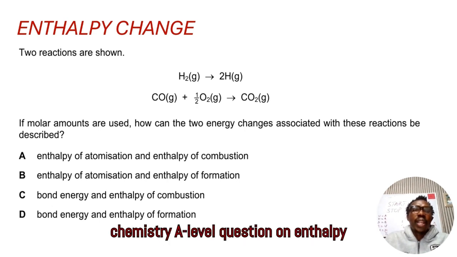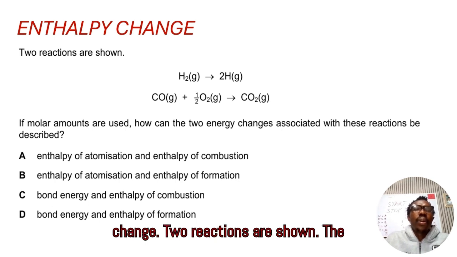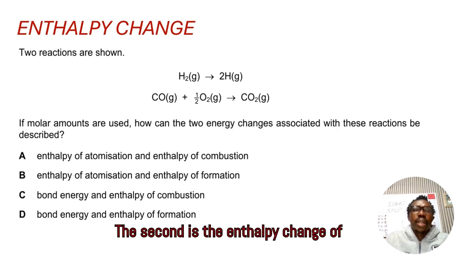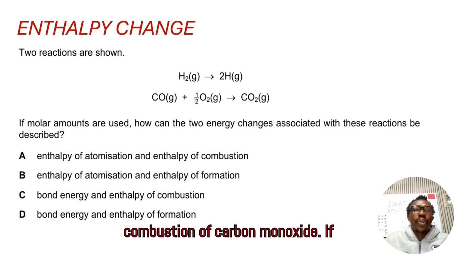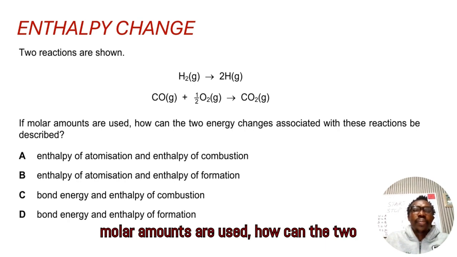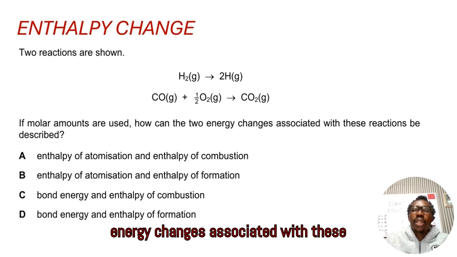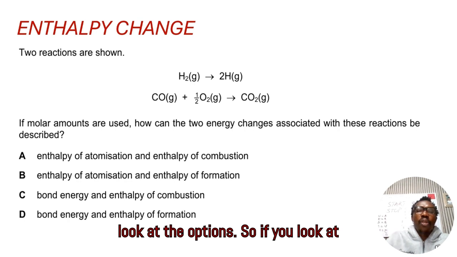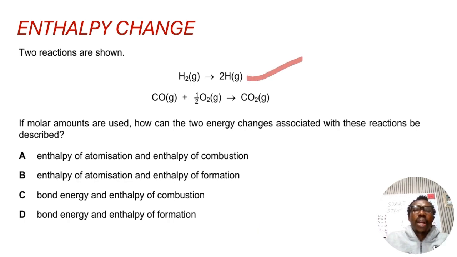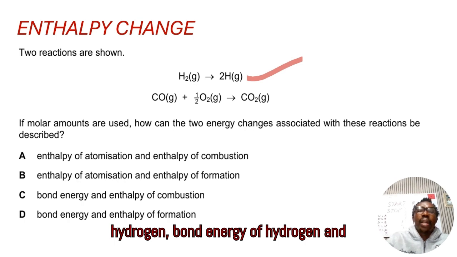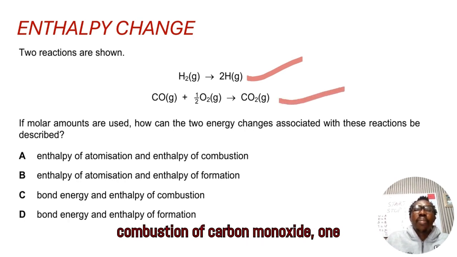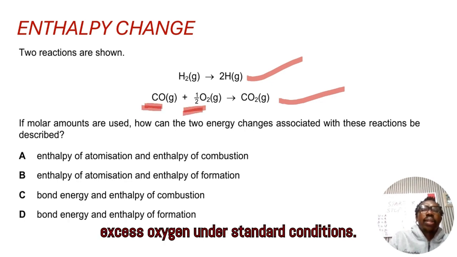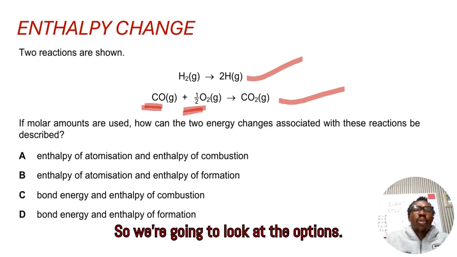Before us, a typical chemistry A-level question on enthalpy change. Two reactions are shown. The first one is the bond energy of hydrogen. The second is the enthalpy change of combustion of carbon monoxide. If molar amounts are used, how can the two energy changes associated with these reactions be described? This is the bond energy of hydrogen, and this is the enthalpy change of combustion of carbon monoxide. 1 mole of carbon monoxide is burnt in excess oxygen under standard conditions. So we're going to look at the options.